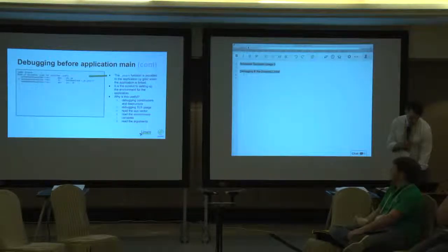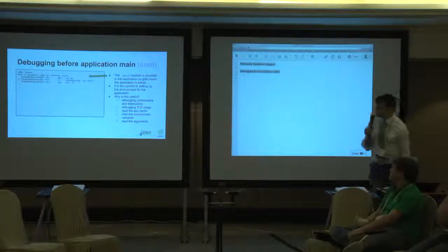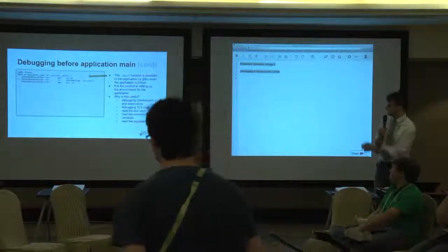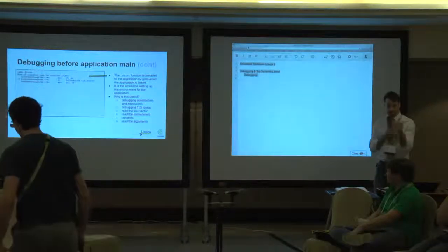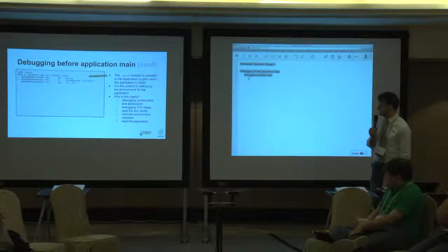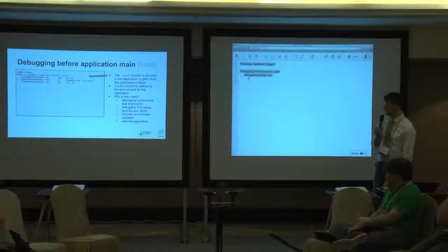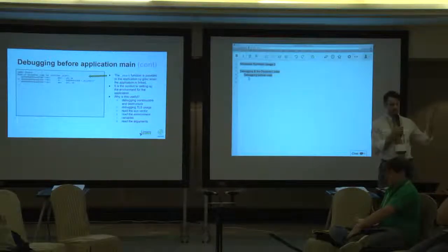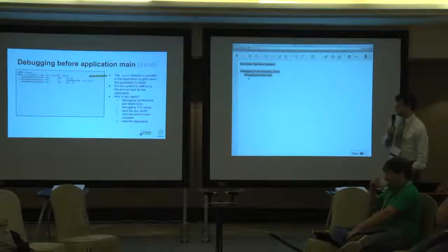If we look at start, it's provided to the application by glibc when the application is linked. So this is statically linked code in the text section of the application. This is a conduit to setting up the environment for the application. It will do things like get your environment variables, your argv and argc, your aux vector, that sort of thing.